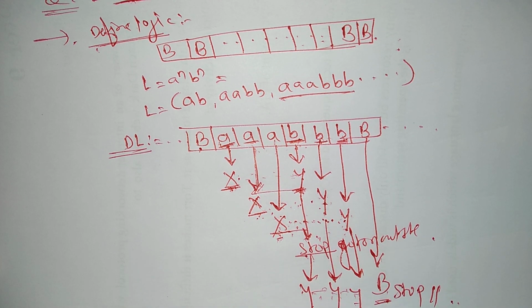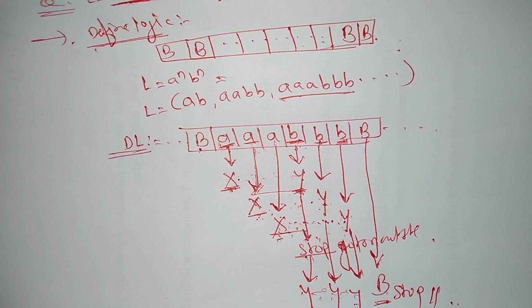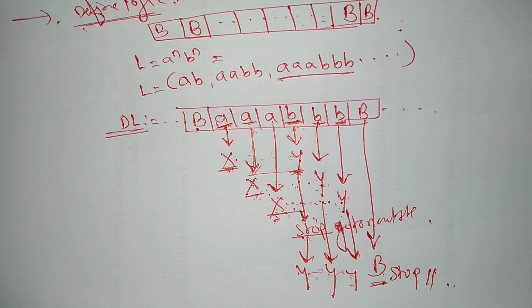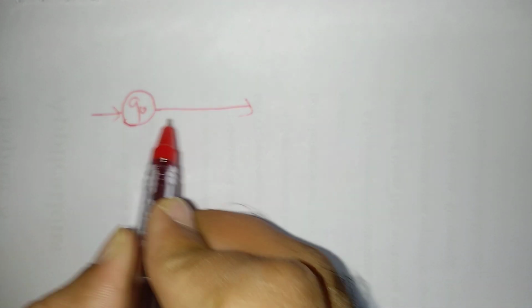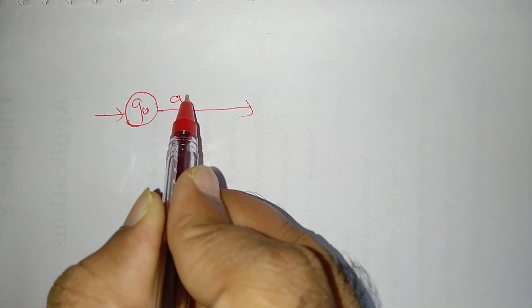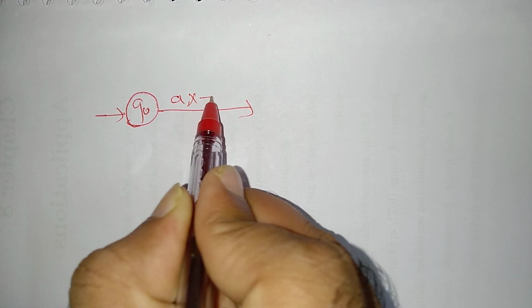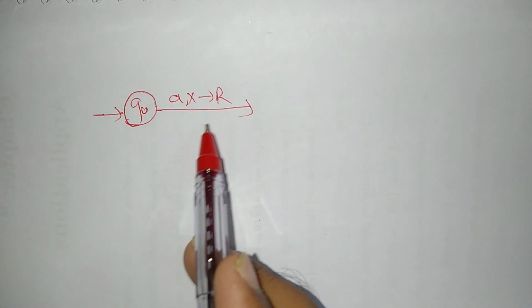Yes, this is the complete logic for the given problem statement. The next step is to draw the diagram. For the diagram, we'll write here Q0 as a state. A is going to be replaced with x. What is the action? I am going to the right side. This is the way to write a transition in a Turing machine.